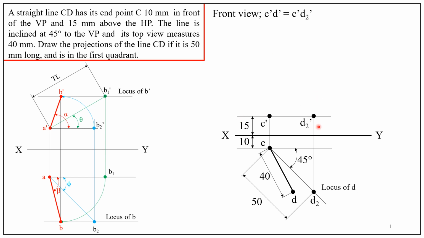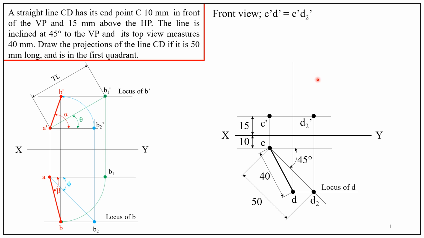Then how to draw? Look at the sketch. B dash is lying directly above B. Similarly, D dash will lie directly above D. Therefore, from D, draw a perpendicular. Definitely on this line, point D dash will lie, but where is its position? We don't know right now.